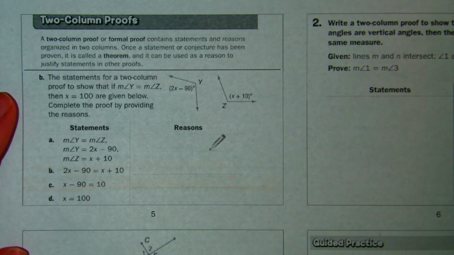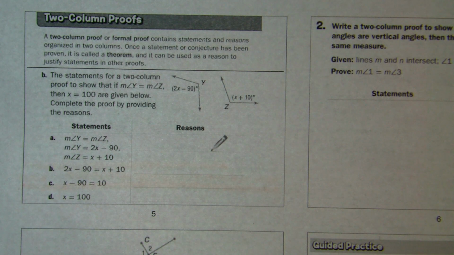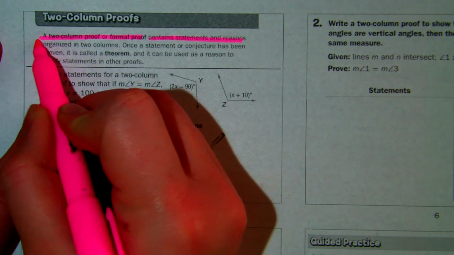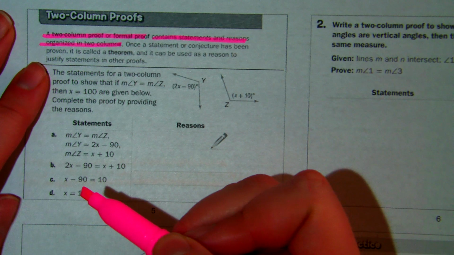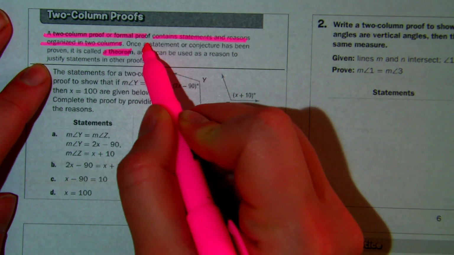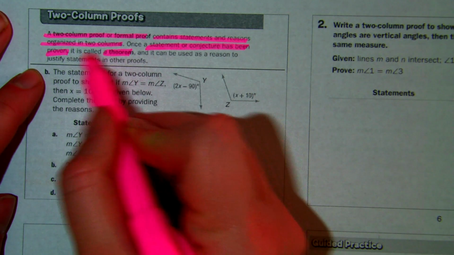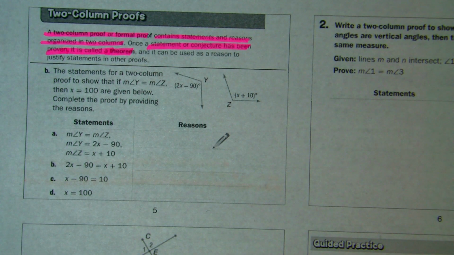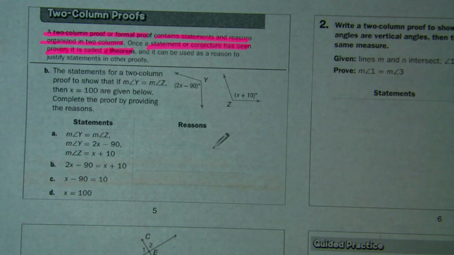Let's look at this one. I like these ones better. 2-column proofs, and I like the ones that have math involved, actually. A 2-column proof or formal proof contains statements and reasons organized in 2 columns. Once a statement or conjecture has been proven, it's called a theorem. And it can be used as reasons to justify statements in other proofs. So on slide 2, we talked about postulates. That's like a theorem. It's been proven over and over again.